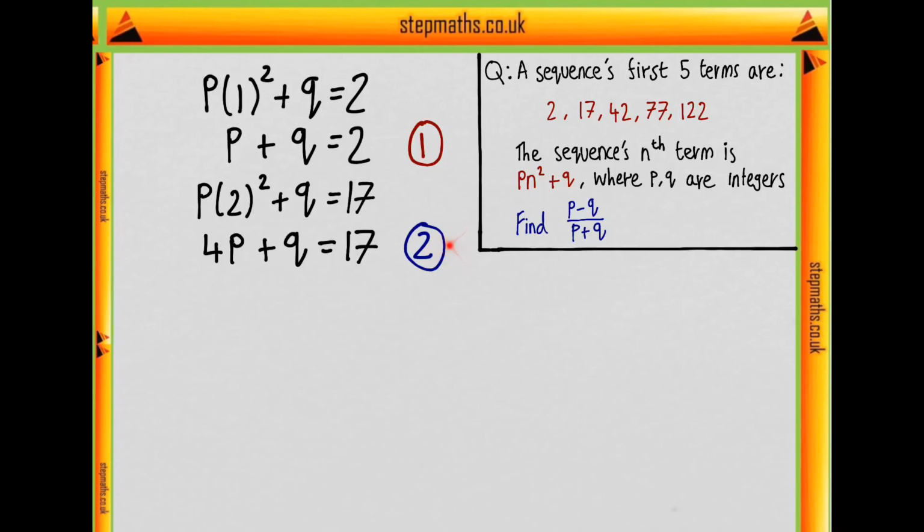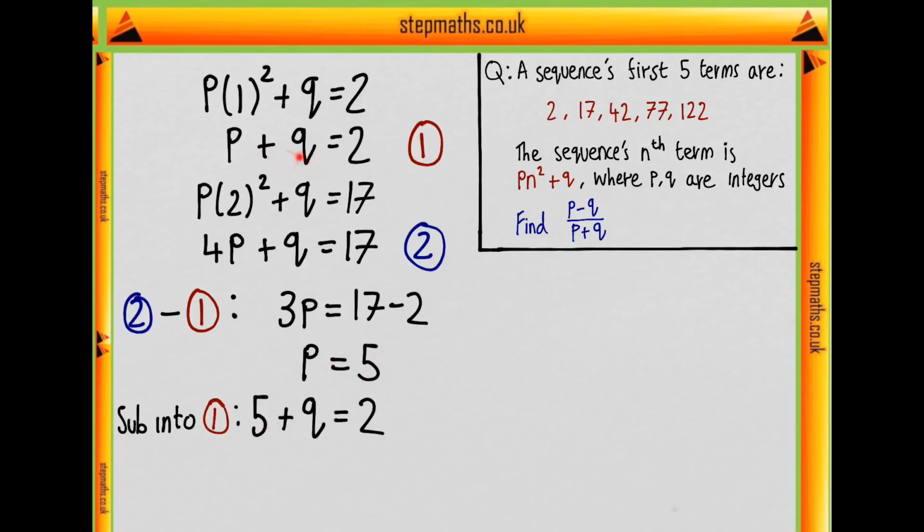What's the easiest way to do that? Well, we see if we minus one of the equations from the other, we'll get rid of the Q term. I'm going to choose to do 2 minus 1. Mainly because it keeps this P term, it'll be 4P minus P, so it'll keep it positive, and it'll keep this positive 2, 17 minus 2. It just makes the algebra a little bit easier. So we get 3P is equal to 17 minus 2, which is 15, and so P equals 5, which is great. And to get Q, we'll just shove that back into 1. So 5 plus Q is equal to 2, so Q is equal to minus 3.